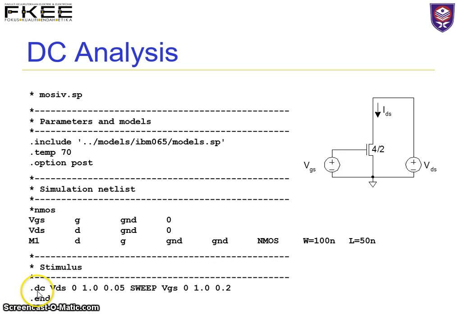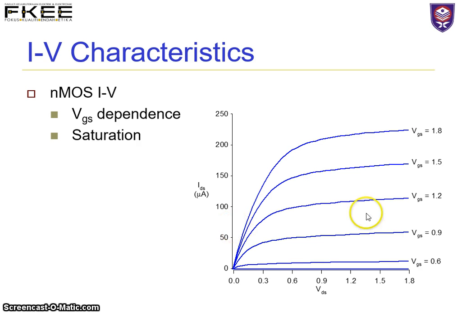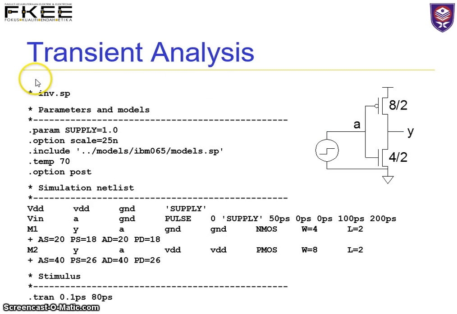This is what we want, a DC analysis. We sweep the value of VDS from 0 to 1 in 0.05 step. VGS we also increment from 0 to 1 at 0.2 step. And this is what you get, the output. We vary the VDS, we vary VGS, so we have the IV characteristic of the NMOS transistor.